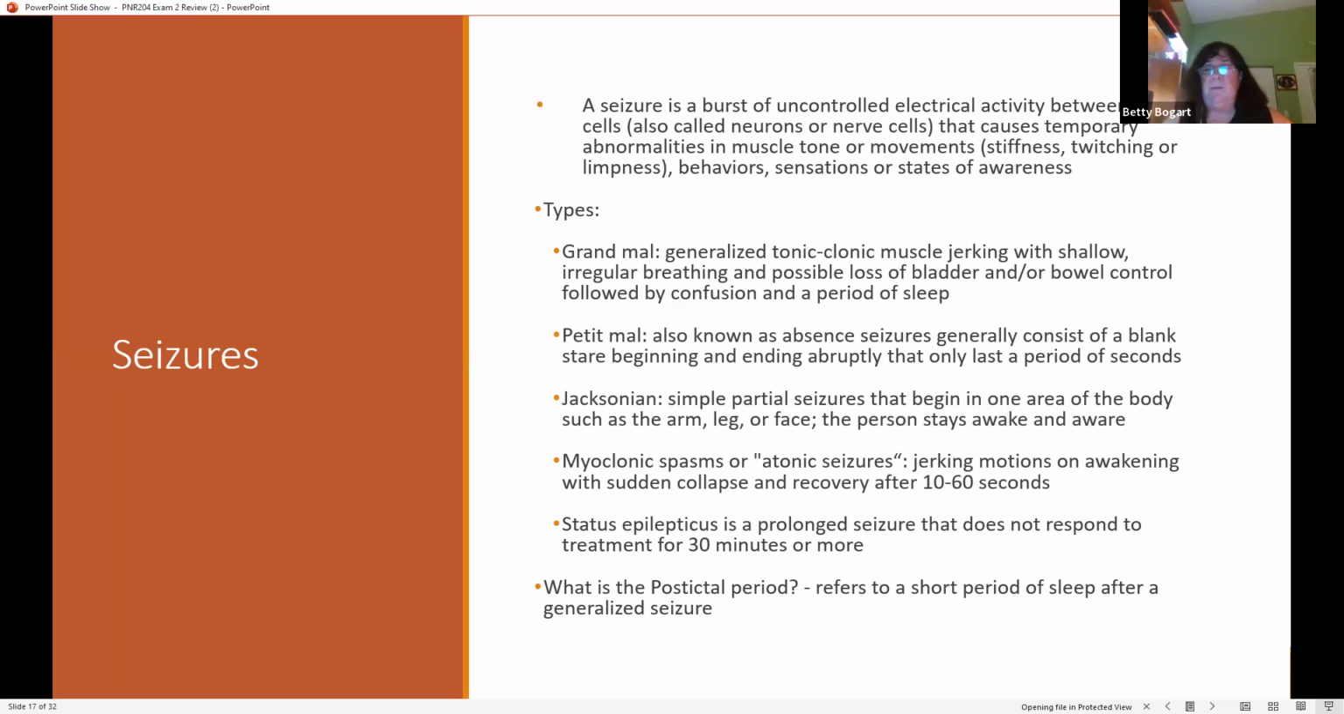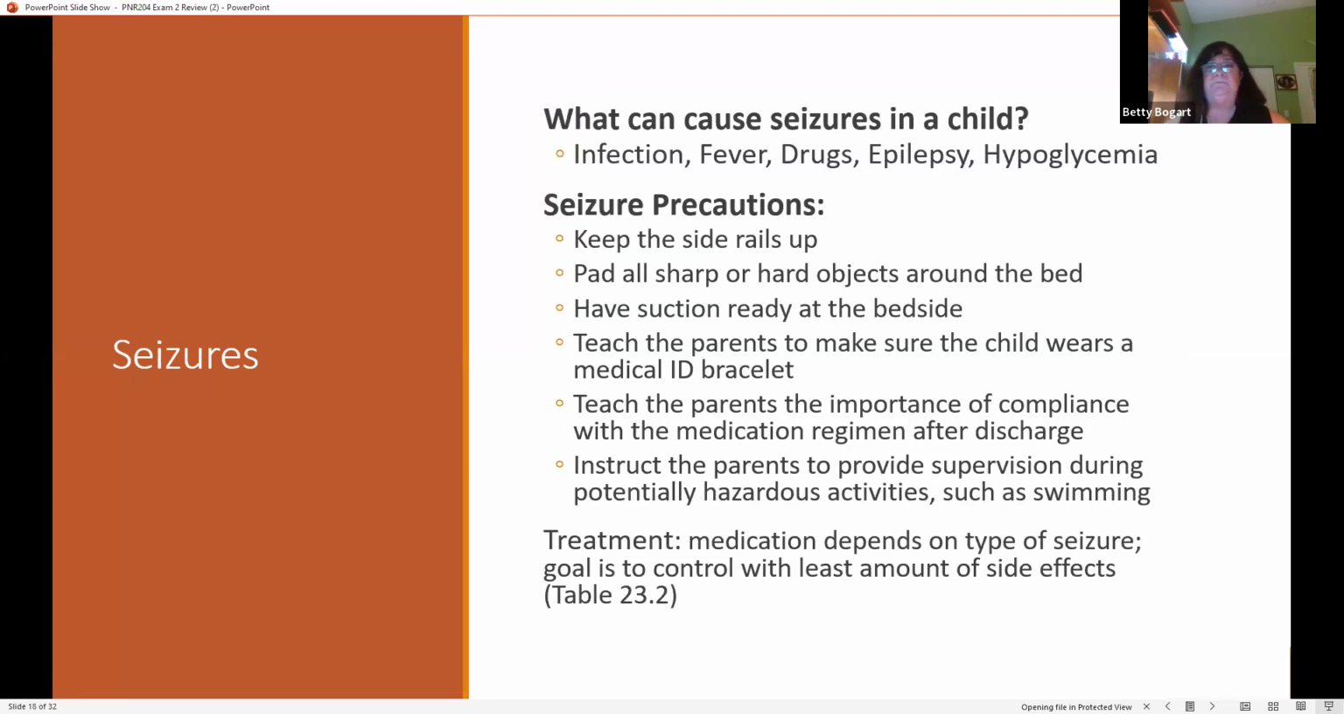Now, status epilepticus is that grand mal that goes on and on and on for 30 minutes or more. And usually that's the one that we're going to give the diazepam for, right? And an anti-epileptic medicine. It just goes on again, protecting them and safety. There you go.